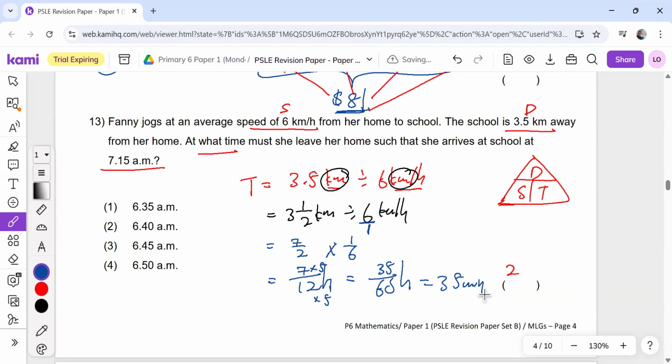And then you work backwards, right? She arrived at school at 7:15, then you minus 35 minutes. So what time did she leave the house? She must have left the house at 6:40 a.m. Okay? Do you understand? Right.